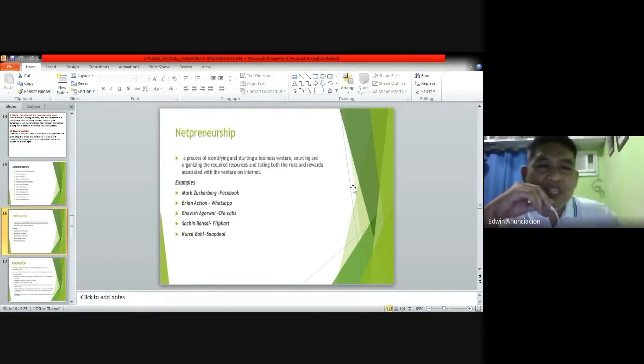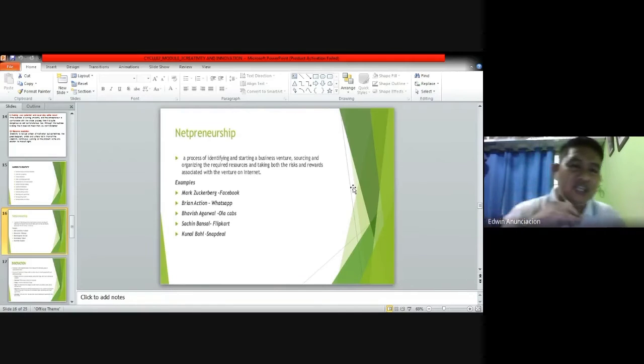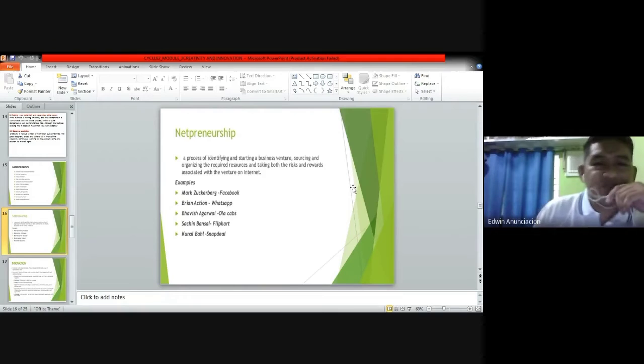Ayan po, nandyan si Facebook, si Mark Zuckerberg. I'm pretty sure you are more familiar with those persons as compared to those in the list. Included din sa list, pero ang mga, yan po, ayan, like si Brian Acton, yung WhatsApp, and then Bhavish Aggarwal, Ola Cabs, Sachin Bansal, Flipkart, and then the like. Okay?